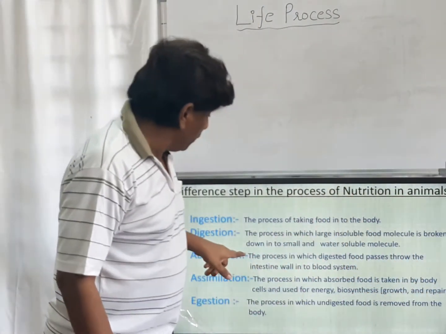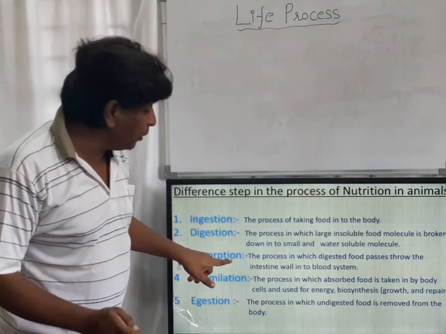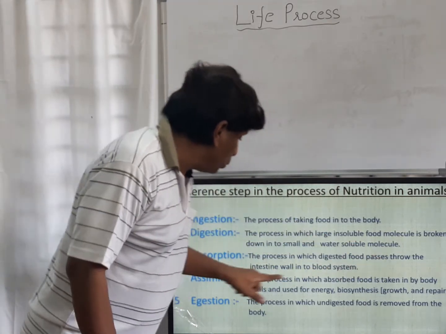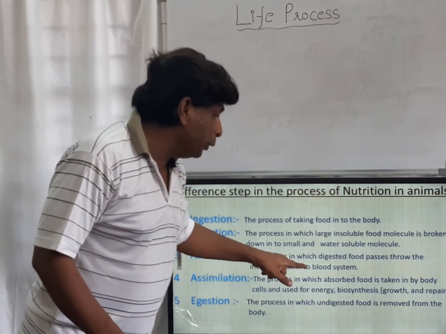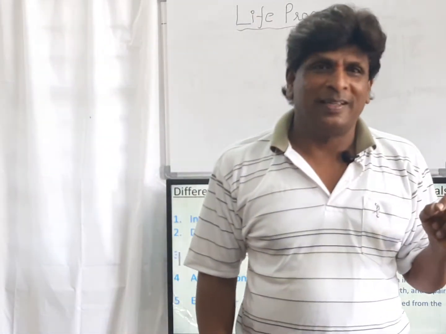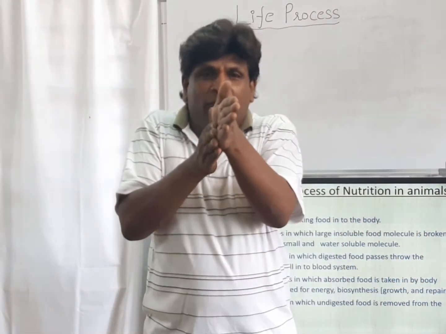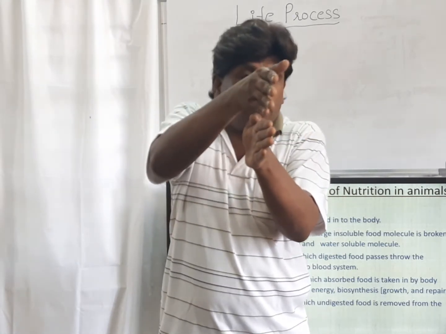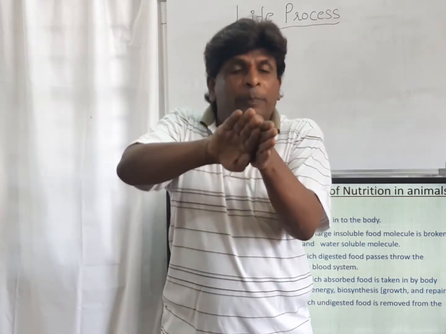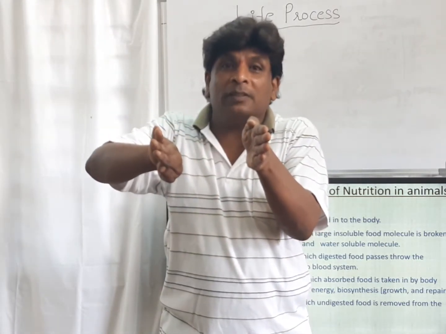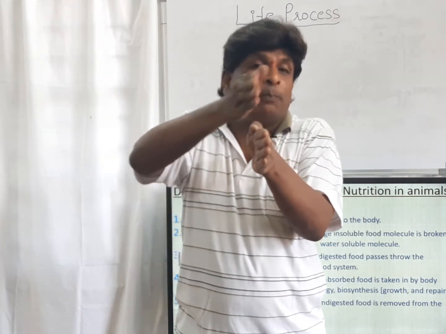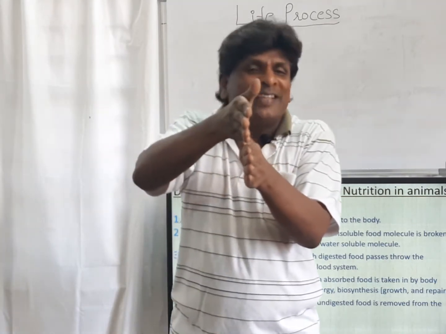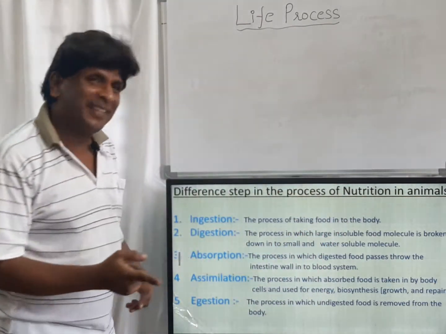The intestine's outer layer should absorb the converted food from the inside of the intestine. So let us study the definition of absorption: the process in which digested food passes through the intestine wall into the blood system. See friends, the digested food inside the intestine should be absorbed by the intestine wall and given to the blood which is outside the intestine. So this process, the digested food being absorbed through the intestine wall, we are calling absorption.